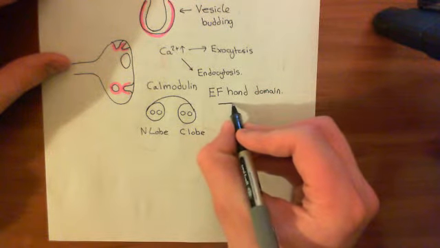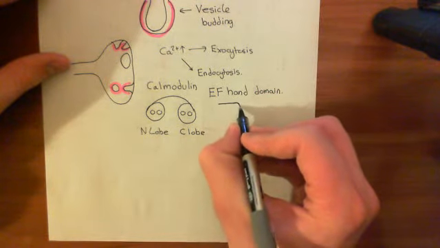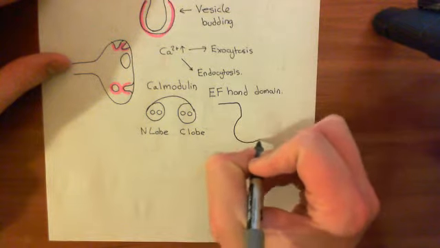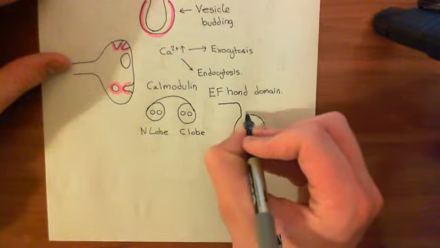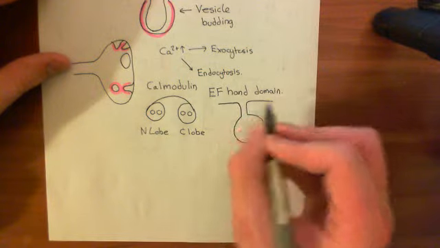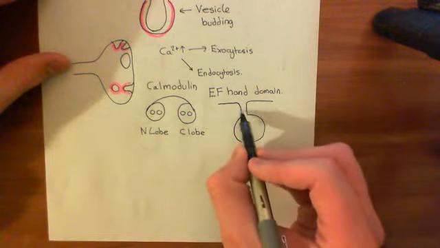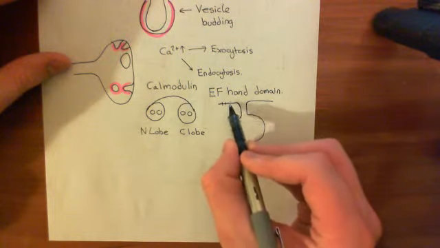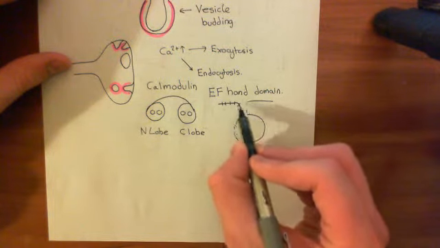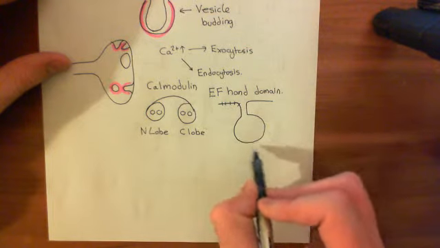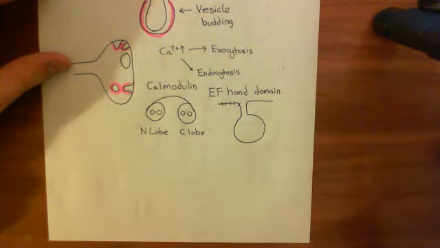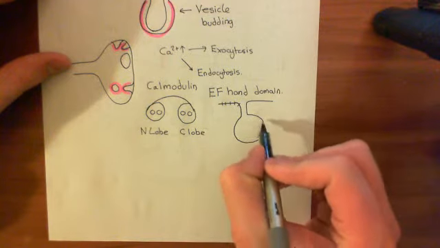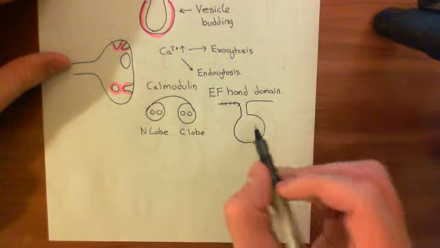An EF hand domain is a structure within a polypeptide that is capable of binding to calcium, and generally they look something like this. Okay, so if this is the polypeptide strand here, this line represents the polymer of amino acids. So you've got amino acid after amino acid after amino acid after amino acid. This is the polymer of amino acids joined via peptide links. So they fold down like this and form this loop, and this is an EF hand domain.